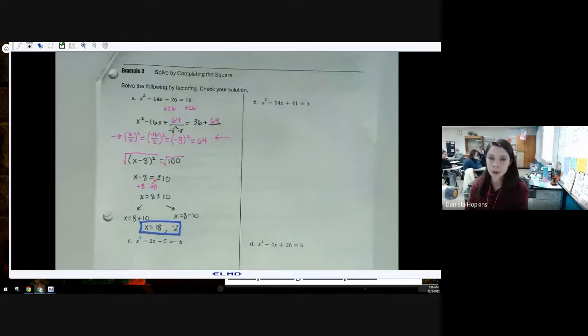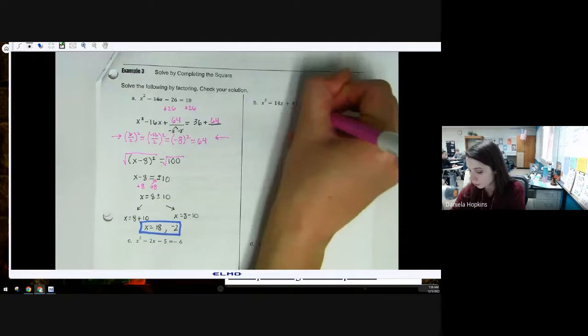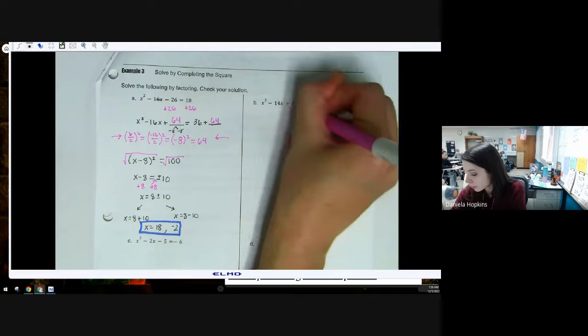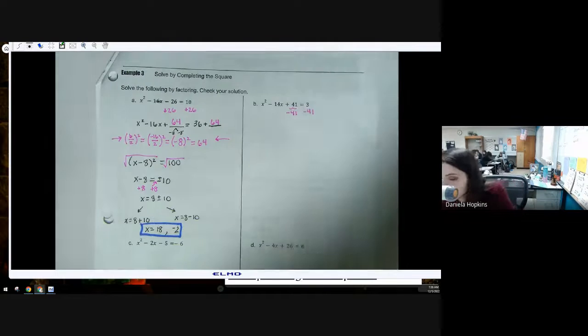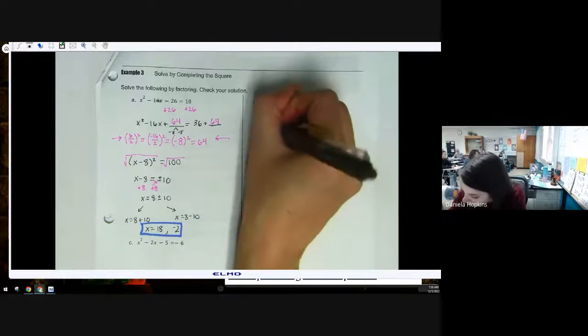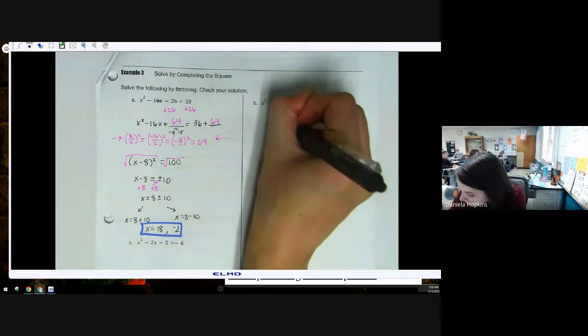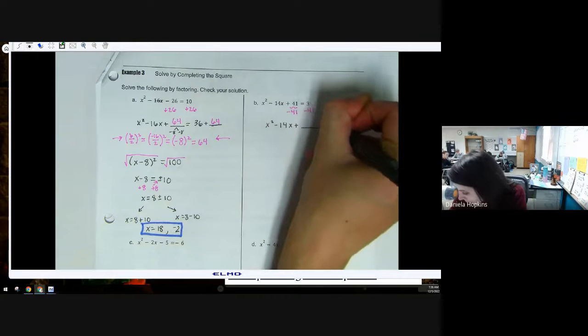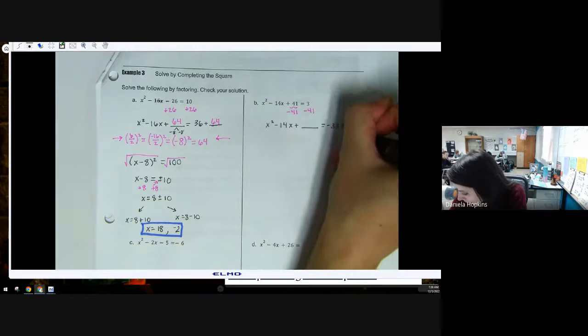Okay, so let's look at part B. I need to start by moving this number over. So I'm going to subtract 41 from both sides. So it would be 3 minus 41, because I'm not going to try and think right now, is negative 38. So I have x squared minus 14x. When you do this, remember to add the plus blank equals negative 38 plus blank.